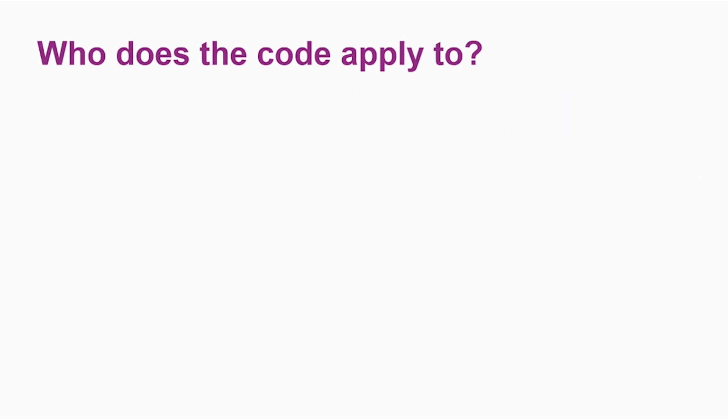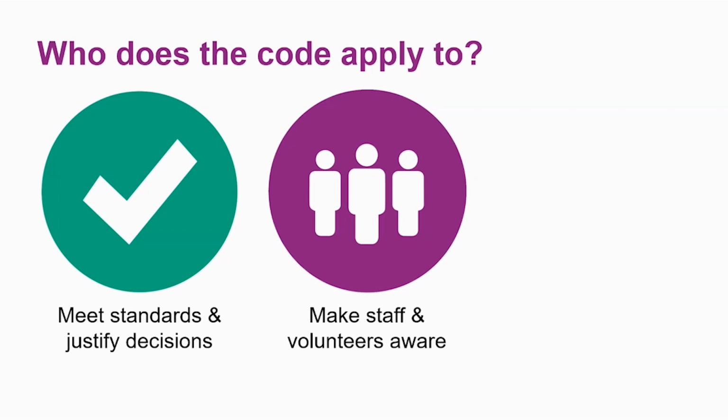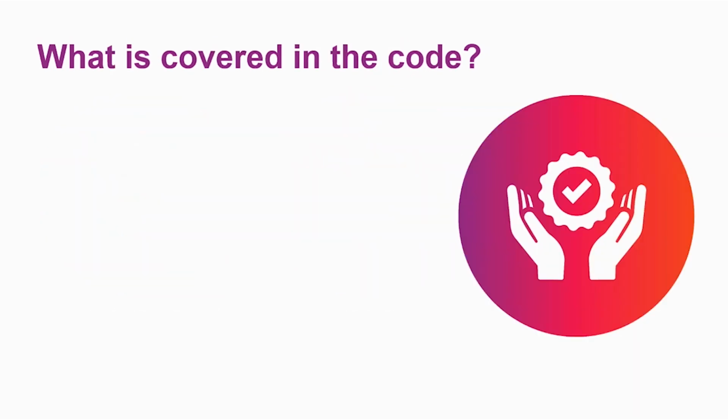If you're a charitable institution or a third-party fundraiser, you must make sure you meet the standards in the code and must be able to justify the decisions you make. You must make your staff and volunteers aware of the standards and adequately train and monitor them if the standards are relevant to their responsibilities. The following 4 values support all standards in the code.